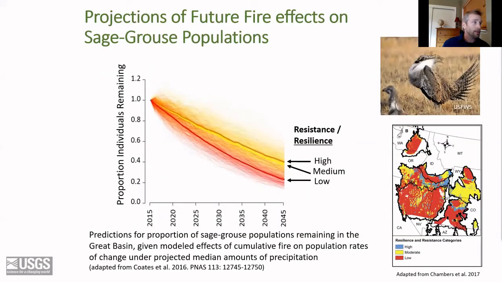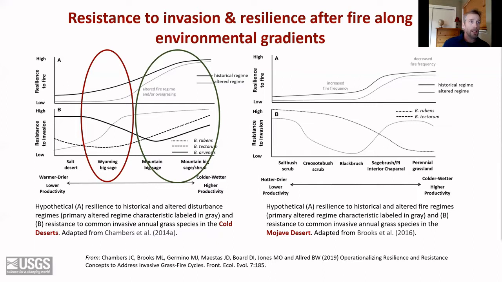In contrast, mountain big sagebrush community types are generally more productive ecosystems with higher fuel availability, and they support more frequent fire historically, from which they are more resilient, in large part because native species generally are capable of rapid post-fire recovery.